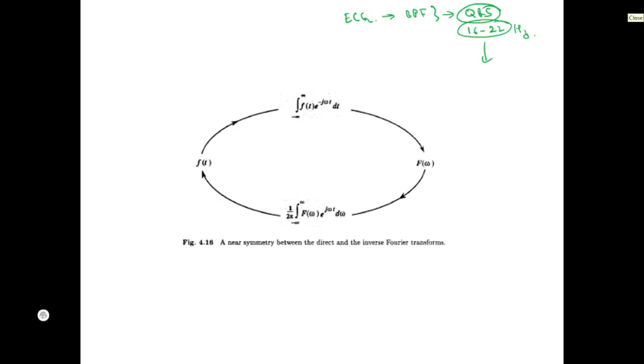Okay, so you have seen in the ECG signal you have P, QRS, T. So this QRS complex is extracted by applying a band pass filter of 16 to 20 hertz. So we will be discussing this at a later stage.